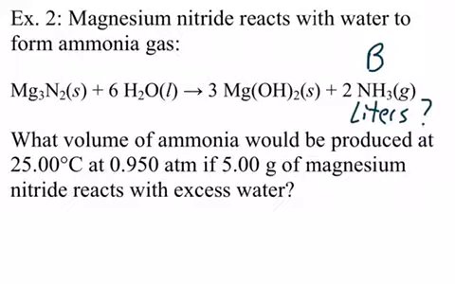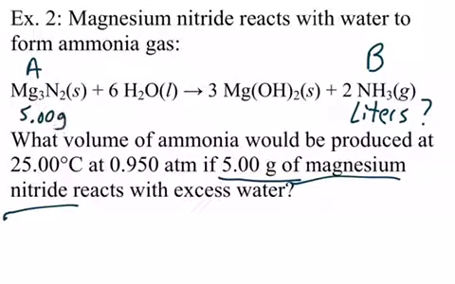And notice that they give us a pressure and they give us a temperature. They give us the 2. That means this is not at STP. Now, the given here is that we got 5 grams of magnesium nitride. So magnesium nitride is all the way here on the left, and that's going to be 5 grams. Now, when you're doing one of these, the first step is to go from grams to moles. You always want to convert grams to moles. So why don't we do this?